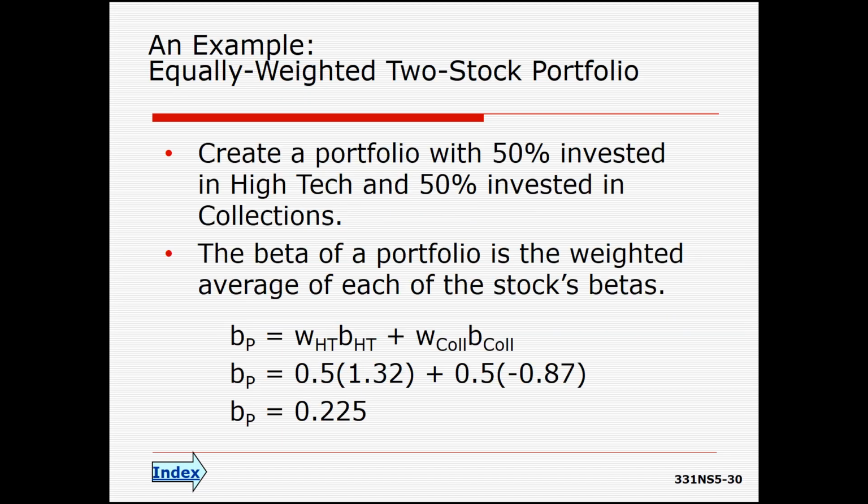Let's work through an example of a portfolio beta calculation. Continuing our sample portfolio of 50% high-tech, 50% collections. High-tech's beta is 1.32. Collections' beta is minus 0.87. So the beta of the portfolio is 0.5 times 1.32 plus 0.5 times a negative 0.87, equal to 0.225.